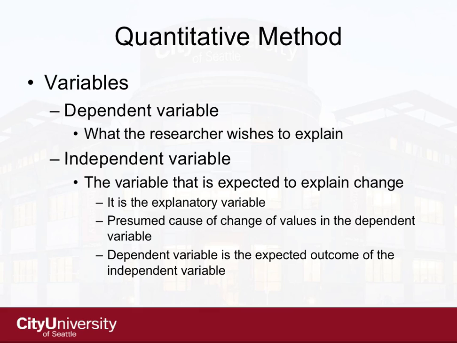Now, variables. You have two variables. You have a thing called the independent variable, and you have the dependent variable. The dependent variable is what the researcher wishes to explain. The independent variable is the one that's expected to explain the change. So it's the one that's explored, it's the one that causes the change, and the dependent variable is the expected outcome of the independent variable.